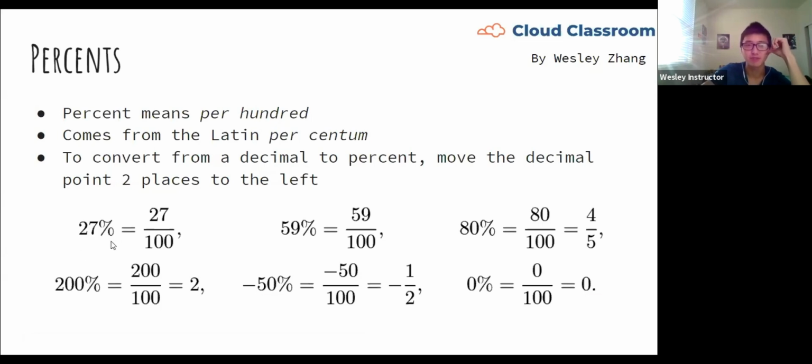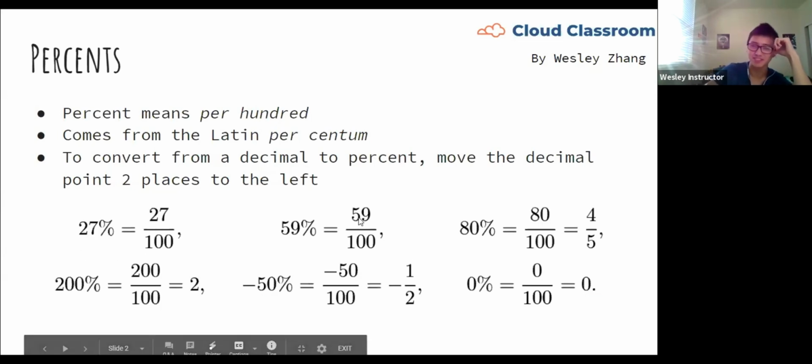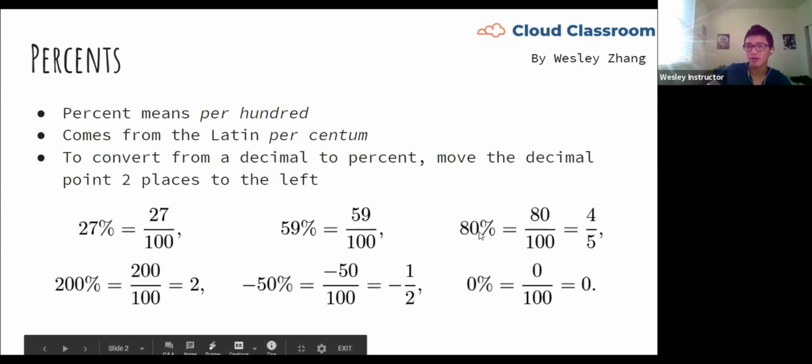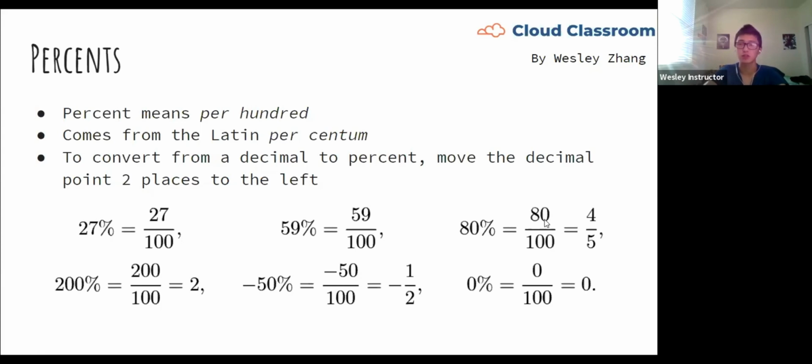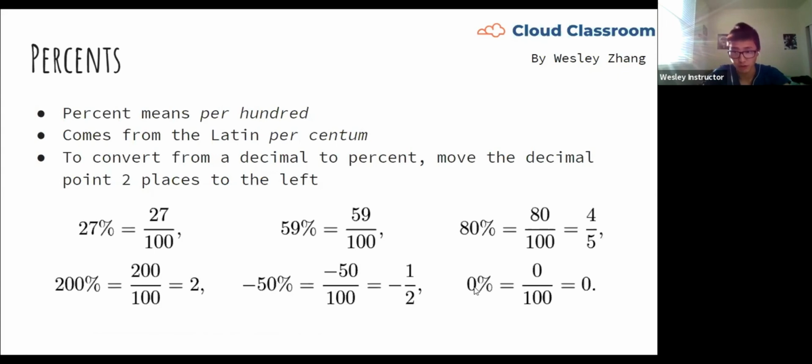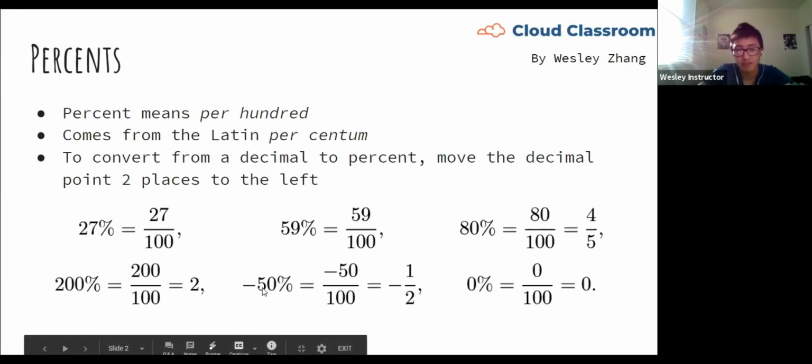All right, so 27% is 27 over 100. 59% is 59 over 100, and so on. And 80% is 80 over 100, but this also simplifies to 4 over 5 because you can take out a 20 from the top and bottom. And so on. 0% is always just 0. Negative 50% is negative 50 over 100, and that's negative 1/2.